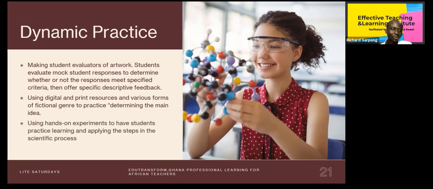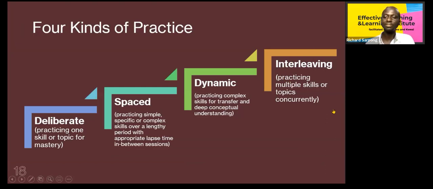Well, a science teacher can also use hands-on experimental practice work for students to practice all the steps involved in the scientific inquiry process. So these are things that teachers can do: vary the nature or the context of the exercise and force students to really apply the knowledge that they have.